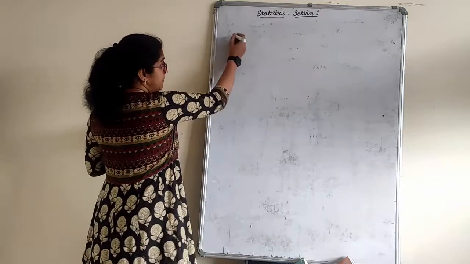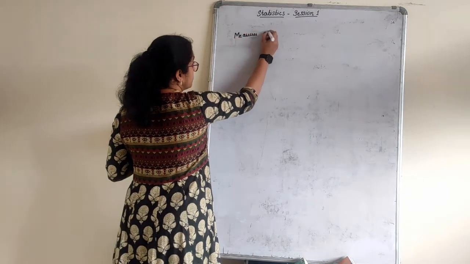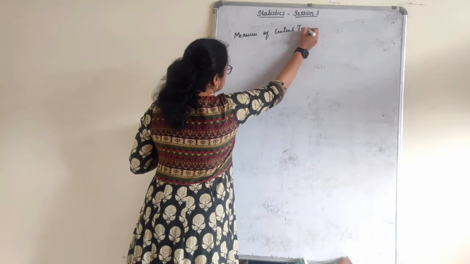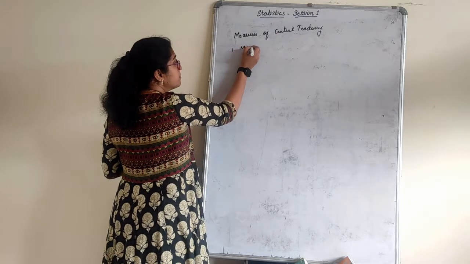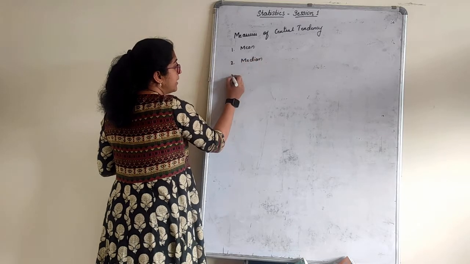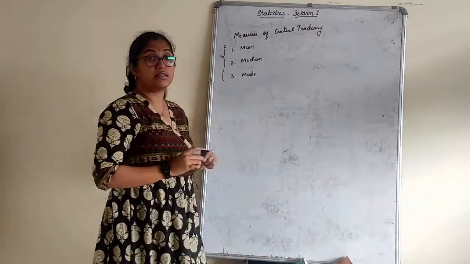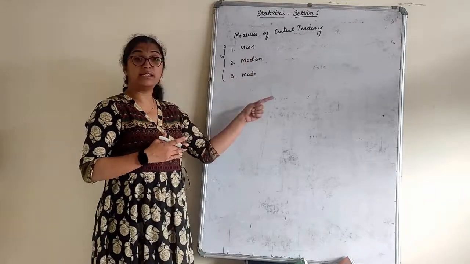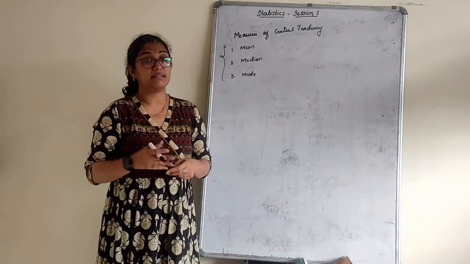So basically, I was talking about measures of central tendency. What are the measures of central tendency? Mean, median and mode. For this, we will be discussing more on the raw data part here, that is, ungrouped data. Measures of central tendency for grouped data you will study in standard 10th.